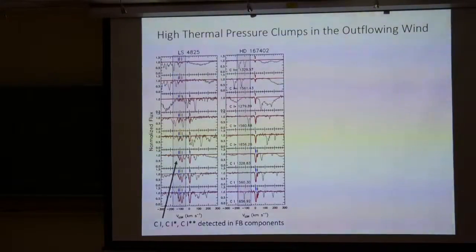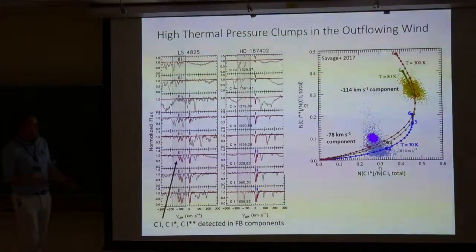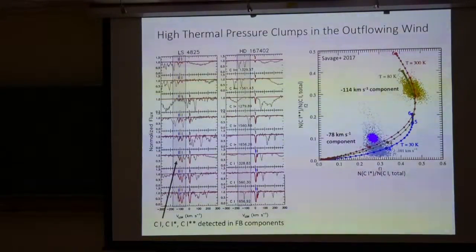It's in that component that we are associating with the Fermi bubble. Now, once you measure the columns in each of these excitation states, there's a technique that Ed Jenkins and Todd Tripp developed, which gives you the pressure of the gas. Basically, the relative populations depend on the temperature and the density in such a way that it's the product of them. So basically, the thermal pressure can be derived from comparing, in this case, the level population in the double two star state as a fraction of the total compared to the single star state as a fraction of the total.